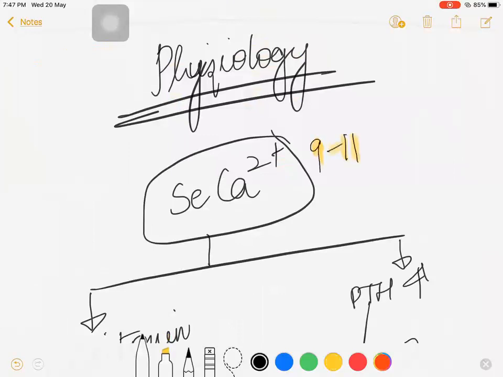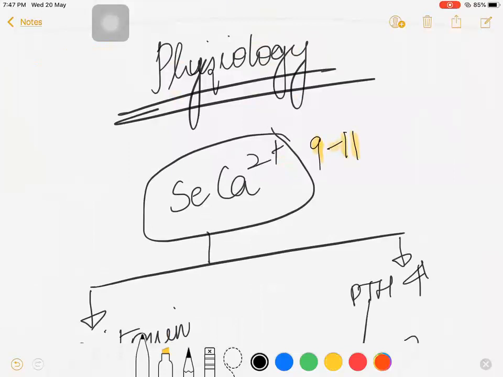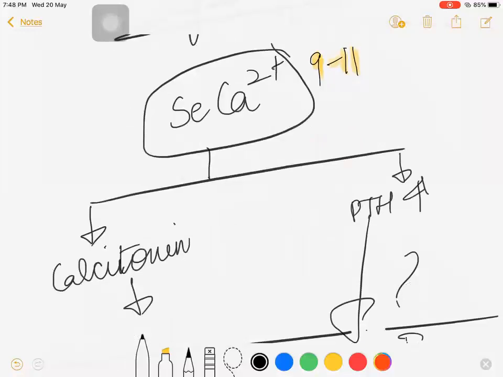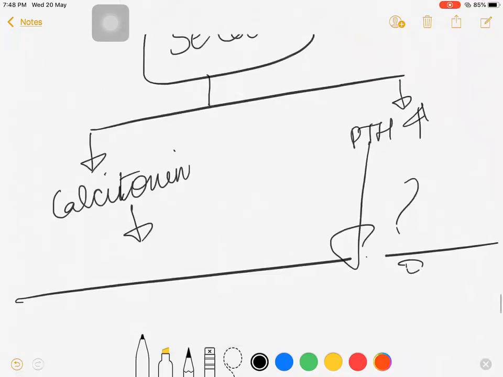Between 9 and 11. So the body wants to maintain it, but for a lot of reasons, serum calcium levels will keep fluctuating. So you have to know what calcitonin does: it reduces the serum calcium levels, by reducing GI absorption and also by increasing osteoblastic activity. That way it reduces serum calcium levels. And about parathormone, I have to explain it in detail.